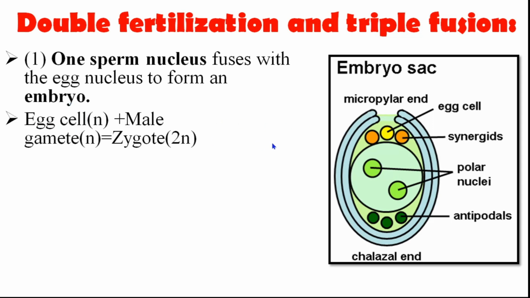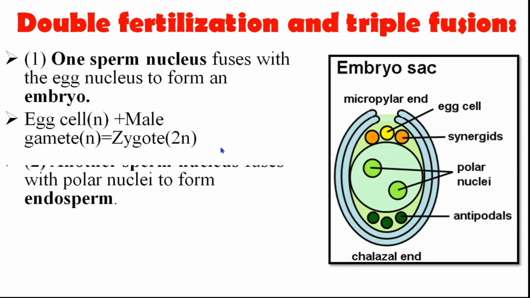That means the egg cell, which contains one set of chromosomes, represented as n, is fused with the male gamete, which contains one set of chromosomes. So the zygote is a diploid cell. That means it has 2n number of chromosomes. It is diploid in nature.